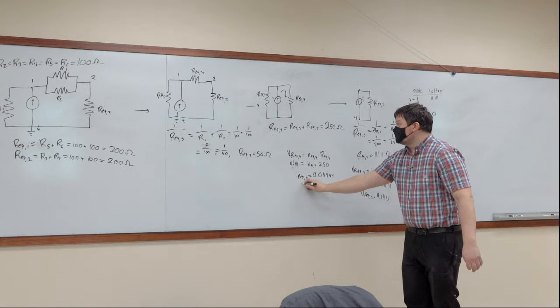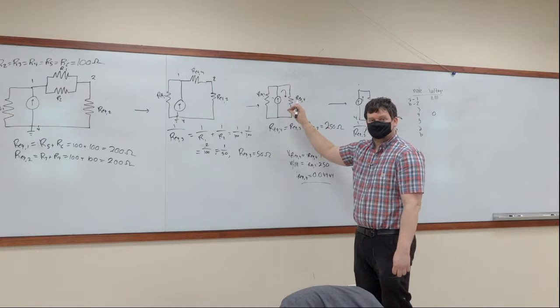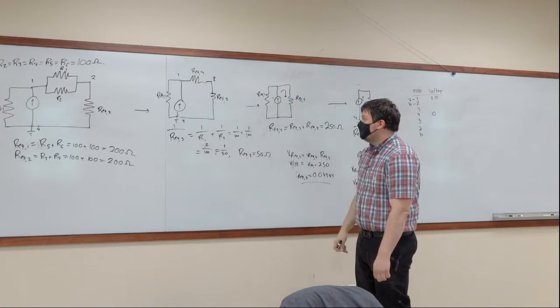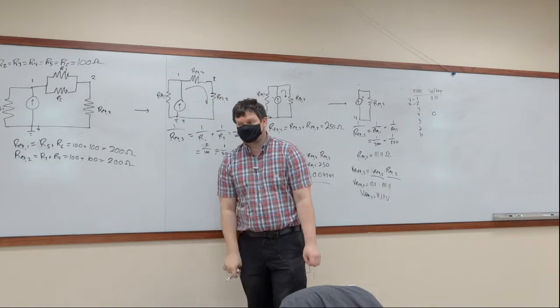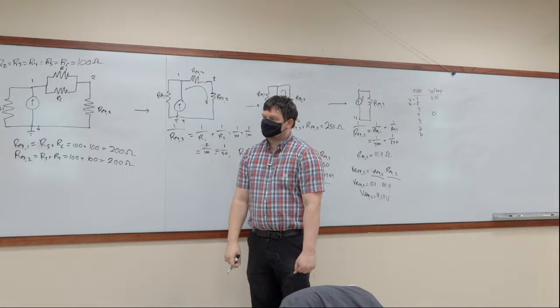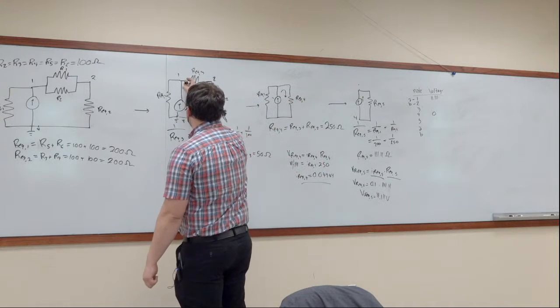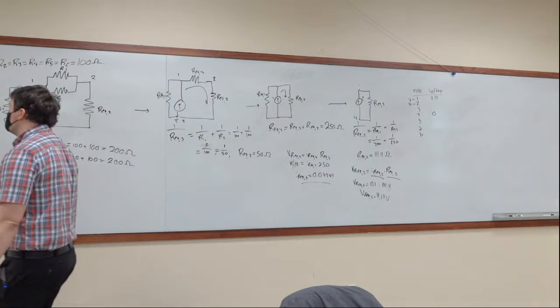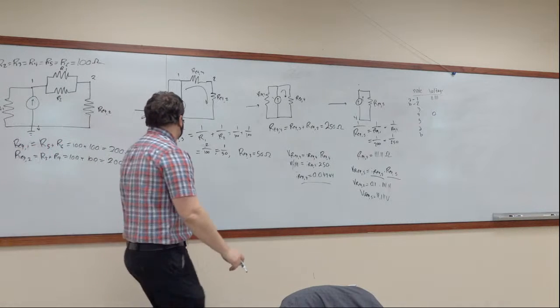All right, so now we know how much current is going through this piece of the loop. So now that we know this current, we can solve for the voltage between 1 and 2. Once we solve for the voltage between 1 and 2, we're done with this one. We have to do it again, but we're done with this piece.